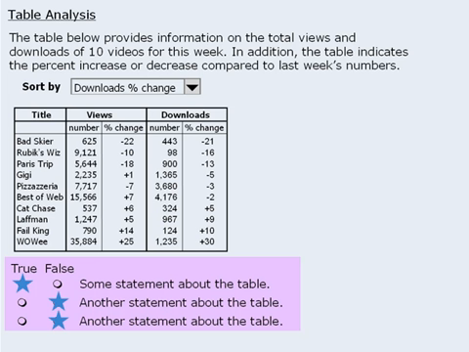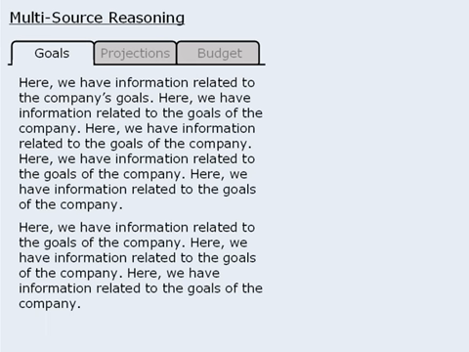Okay, the last question type to discuss is the multi-source reasoning question. For this question type, you're given data in the form of 2 or 3 tabbed pages. The information on these pages can include text, tables, or graphics. In this particular example, we can see that the Goals tab is currently displayed. If we wish to view the information in the Projections tab, we just go to that tab and click on it.